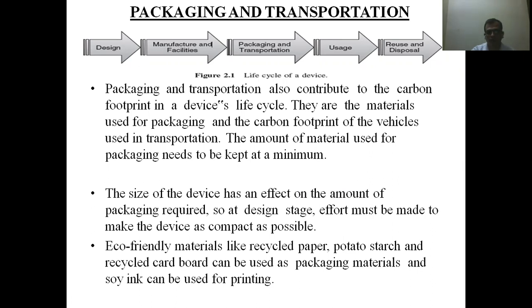So while packaging, we have to use recycled paper so that it will minimize the raw materials, and also potato starch materials and recycled cardboard. Recycled packing materials can be used for packing the new materials also, so that it will minimize the raw materials in packaging. And also the ink used for printing on the component, whatever we are going to write or print. So the soya ink can be used for printing because the ink also affects the environment.